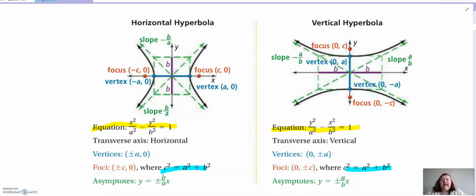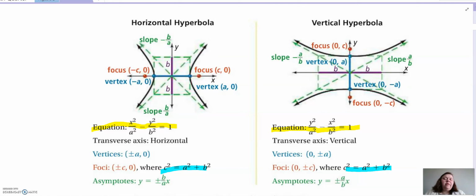Then we have something called asymptotes. Asymptotes are like a fence that your graph can't cross. So these asymptotes are keeping our hyperbolas in a certain position. So on a horizontal hyperbola, it's y equals plus or minus b over a x. And on our vertical hyperbola, it's y equals plus or minus a over b x.